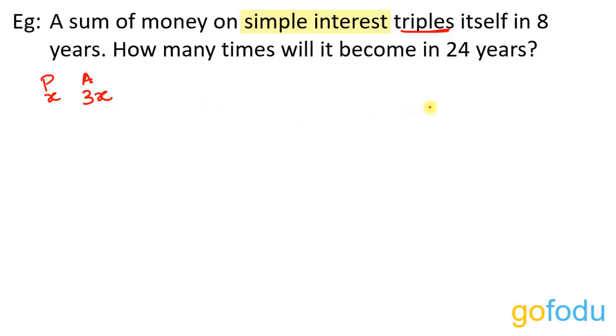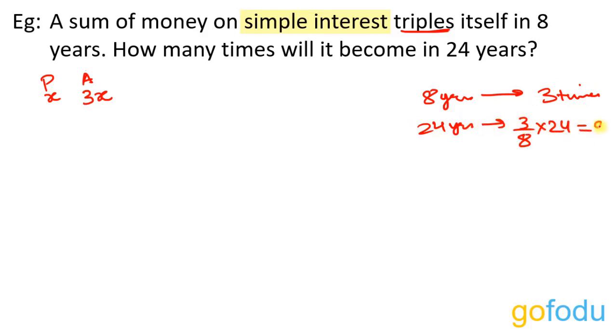Can't we say in 8 years the money is becoming 3 times? In 24 years the money will become 3 upon 8 into 24, that is 9 times. Can we say this? This would be wrong. Amount and time are not directly proportional. So we cannot apply unitary method here. It is simple interest and time that are directly proportional. So unitary method could be applied on simple interest and time.